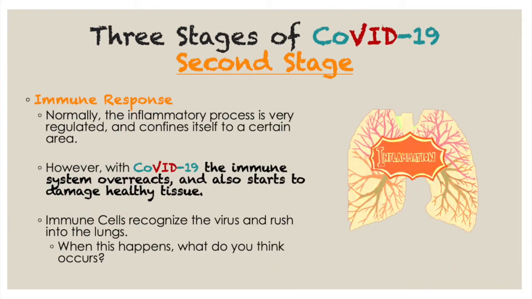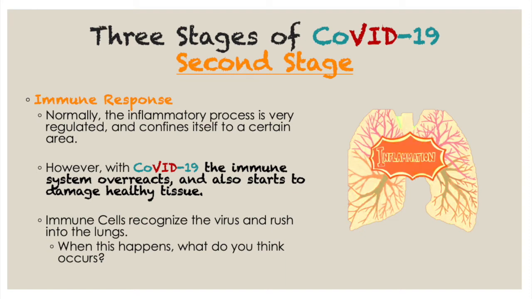During the second stage of COVID-19, there is an immune response. Normally, when you are sick, the inflammatory process is very regulated, so it confines itself to the certain area that is affected. However, with COVID-19, the immune system overreacts and also starts to damage healthy tissue. Immune cells recognize the virus and rush into the lungs. When this happens, what do you think occurs?